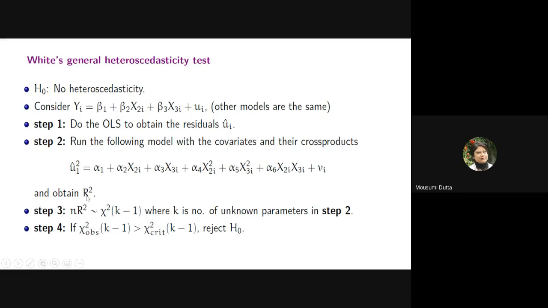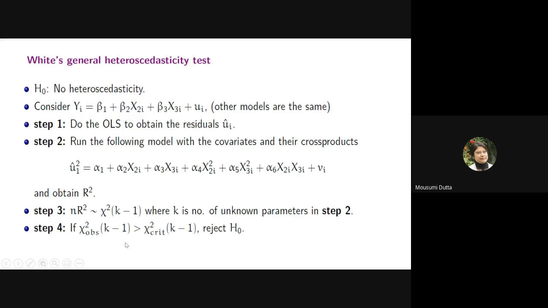And then derive R square. From this model, we derive the goodness of fit, R square, ESS by TSS. Now, NR square follows the chi-square distribution with k minus 1 degrees of freedom, where k is the number of unknown parameters in step 2. Because this is the regression on the basis of which we are going to test the presence of heteroscedasticity.